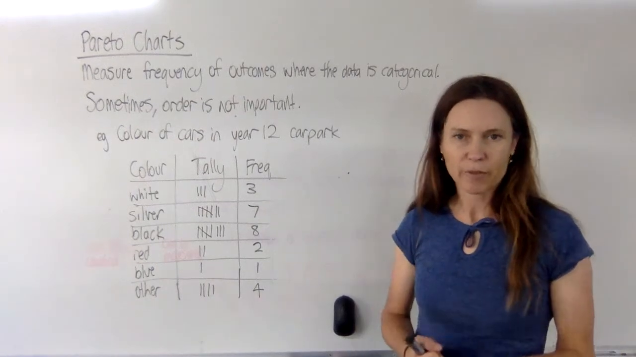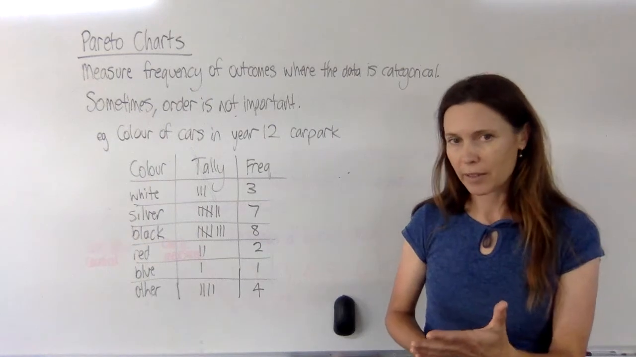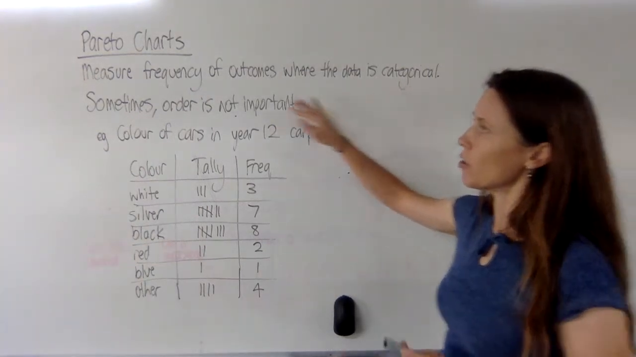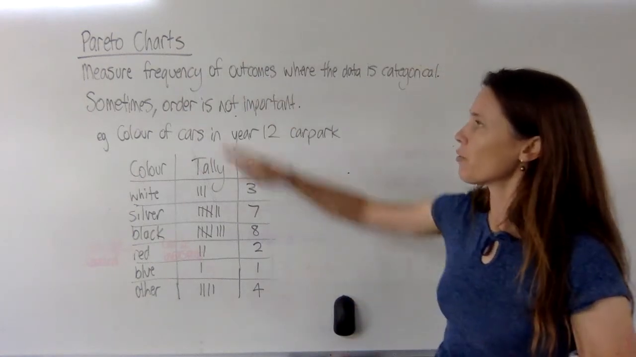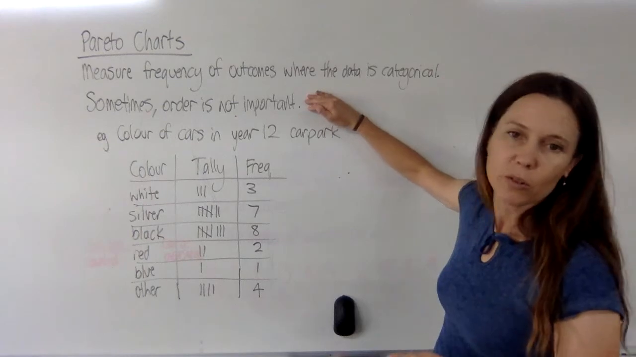Now, just as we can make frequency tables or cumulative frequency tables with numeric data, when we're dealing with categorical data, we can make a similar chart, and it's called a Pareto chart, and it measures the frequency of outcomes, or how often things occur. Now, sometimes the order really doesn't matter.